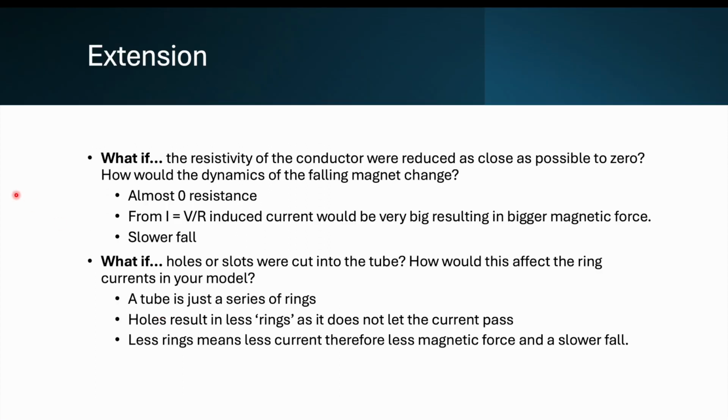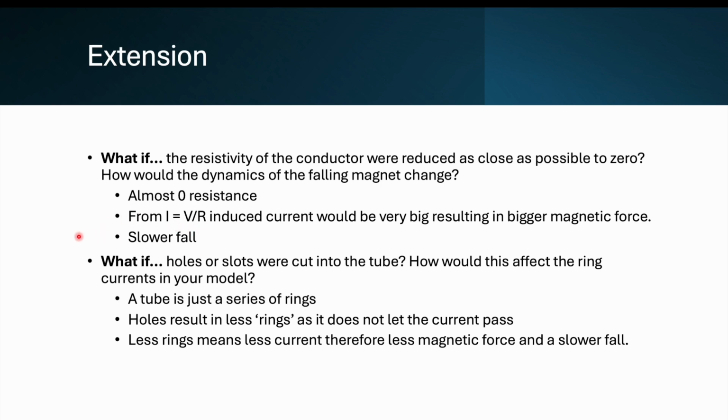As an extension, what if the resistivity of the conductor were reduced as close as possible to zero? How would the dynamics of the falling magnet change? If the resistivity is close to zero, then the resistance is almost zero. From I equals V over R, we see that a very small R will result in a very big current, and a very big current results in a bigger magnetic braking force. So this will mean that the fall would be much slower.